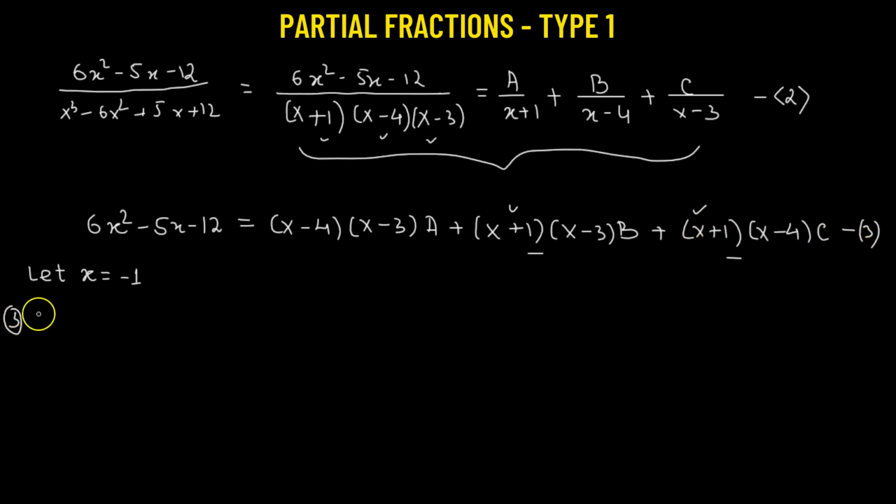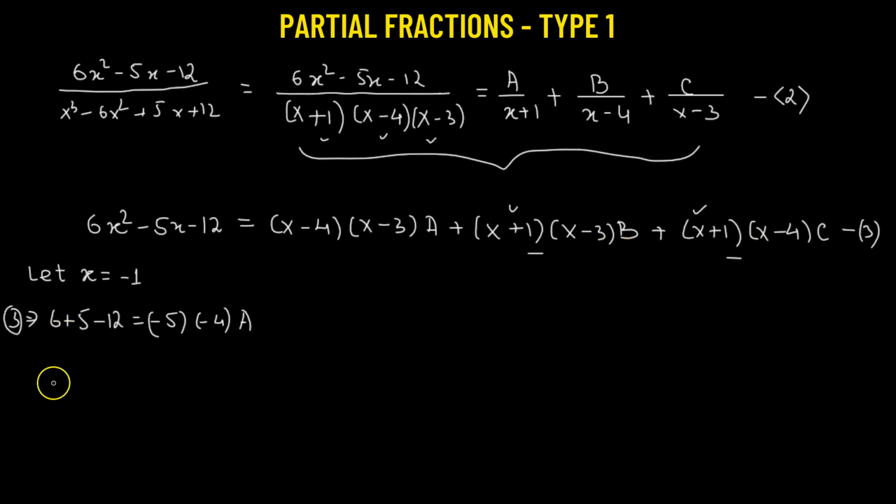So equation number 3 now becomes, we'll substitute the value of -1 for x in 6x squared. So we have 6 times -1 squared, which is +1. Minus 5 times -1 will be +5, minus 12. So this will be equal to, we have -1 minus 4, so that's -5, multiplied by -1 minus 3, so that's -4, the whole multiplied by a. For b and c, the second term and the third term are 0, no need to mention that.